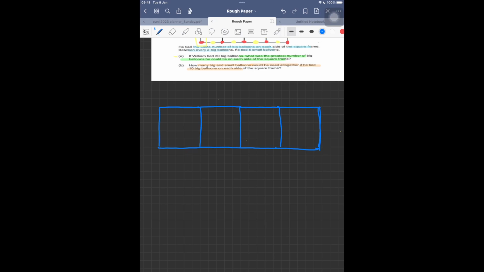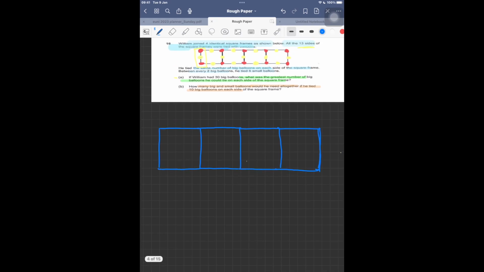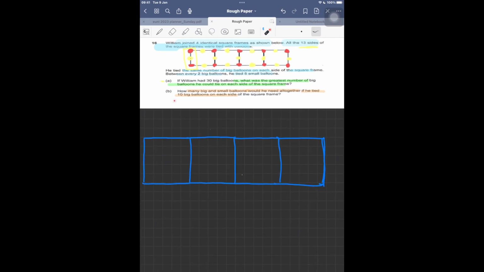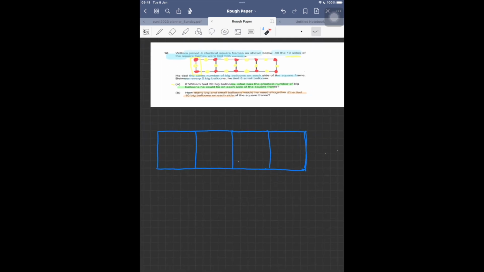Okay, this is part B, right? So now the question asked is how many big balloons and small balloons would he need altogether if he had tied 10 big balloons at each side of the square frame. Okay, what is the meaning? So I draw these 4 squares here, which means that one side of this is 10 big balloons. So here to here is 10 big balloons. Here to here also, all the sides. So he needs how many big balloons and how many small balloons?